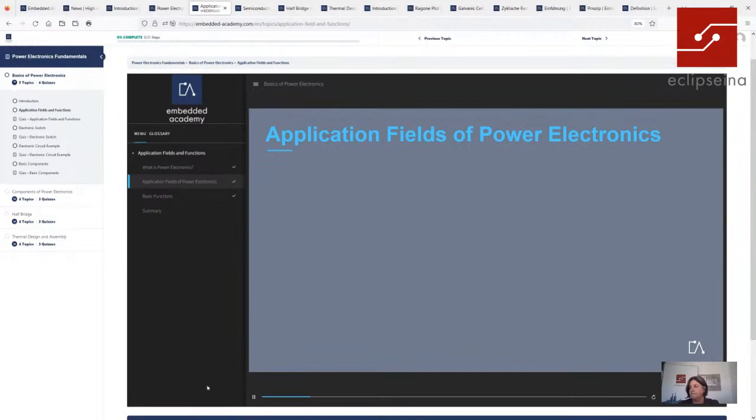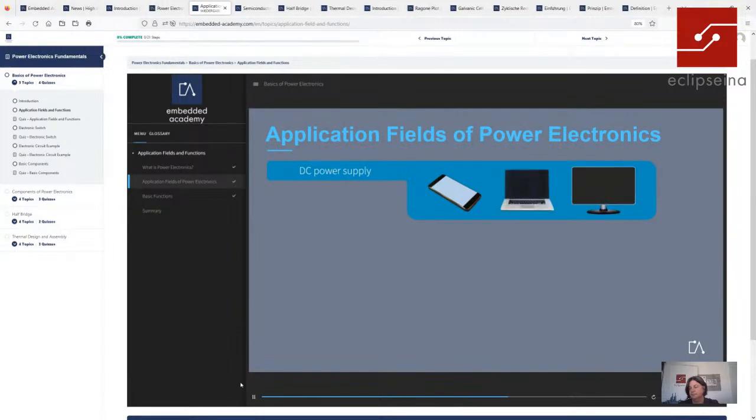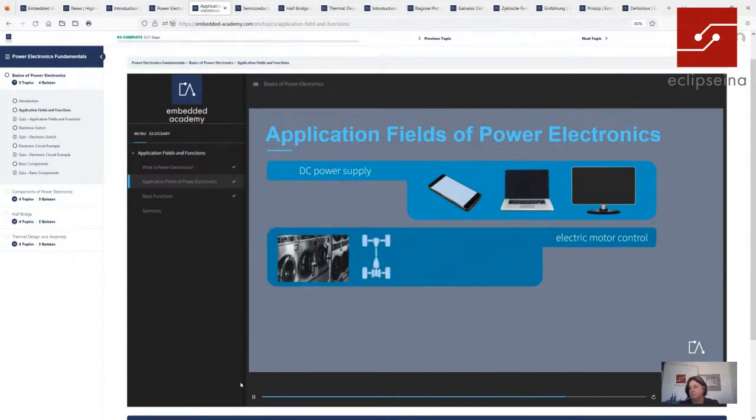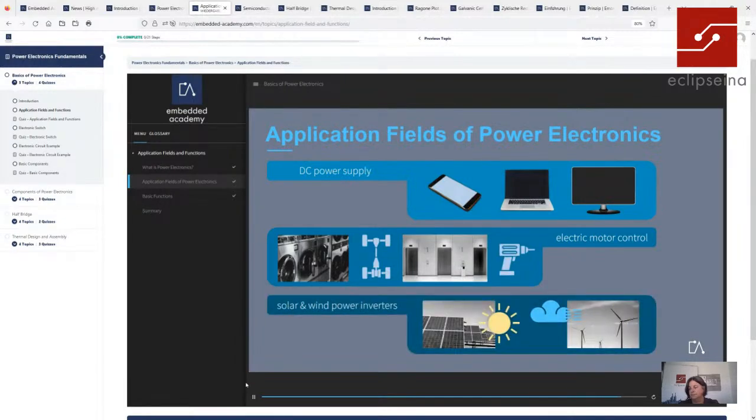Many fields where electrical energy is required in various forms and with different voltages and currents. Here we name a few of many application fields. For example, it is relevant for the DC power supply of electrical appliances such as mobile phones, computers, and monitors. It is also important for the electric motor control of washing machines, electrified power trains, elevators, or drilling machines. Power electronics are inverters for solar and wind power systems. So this is an example.